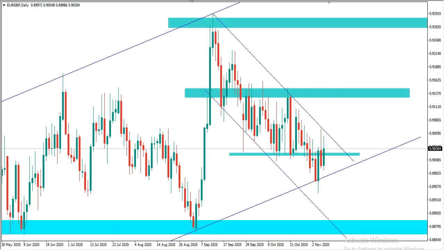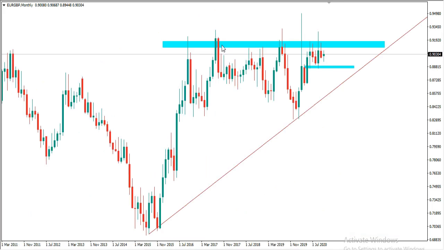Okay, so the next pair on our list is Euro Pound, and what we can immediately see on Euro Pound is that we have this level of resistance at this point. You can see how strong this area has held as resistance over the last 4 years. And then we had the price reject that level last month, and after the rejection of that level, what we could have expected would have been the next move downwards, probably to this ascending trend line at this point here.